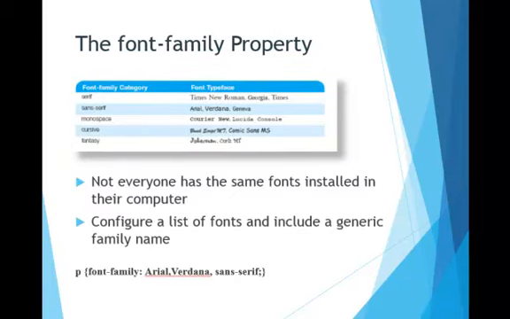The font family property is set as serif, sans serif, monospace, cursive, or fancy. Since not everyone has the same fonts installed in their computer, we have a list of different typefaces. So in this case, they would look for Times New Roman, then it would go to Georgia, and then it would display in Times. This is to give a list of fonts and include a generic family name so that if that person doesn't have Arial loaded on their computer, it will show as Verdana.